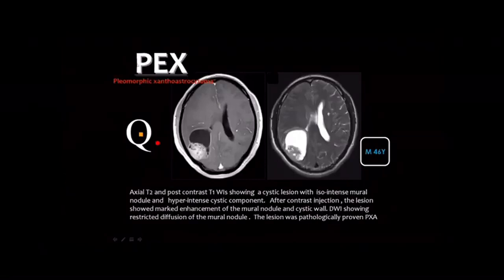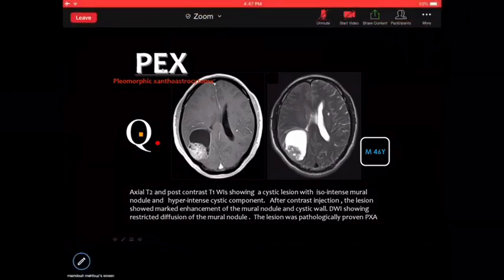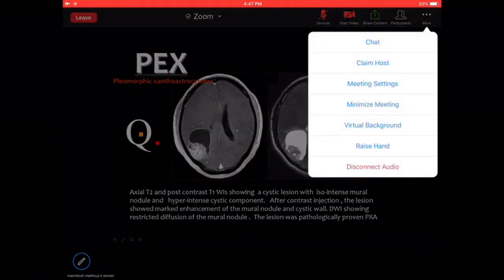PXA, yes, the answer is there. I have actually tried many times to differentiate between meningioma with a cystic component and PXA. We have overlapping findings in the form of an enhancing component that is dural based, and frequently pleomorphic xanthoastrocytoma may be associated with a dural tail.